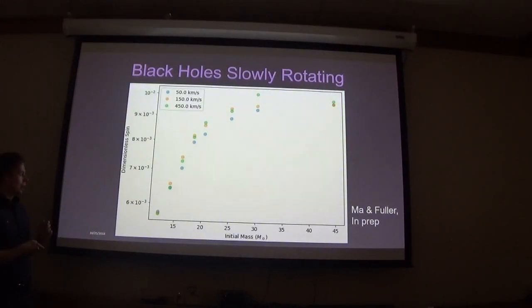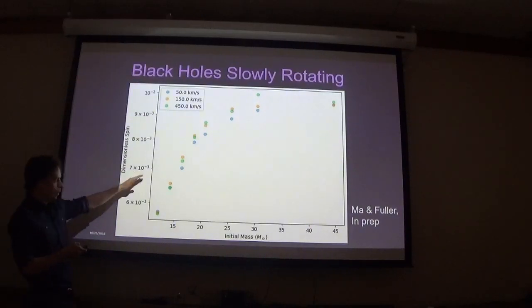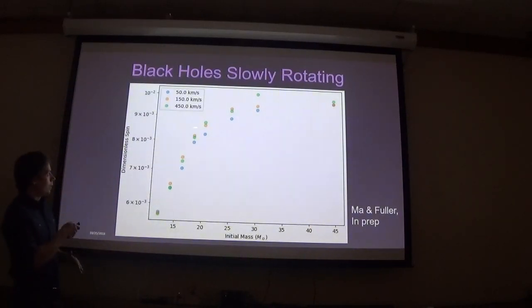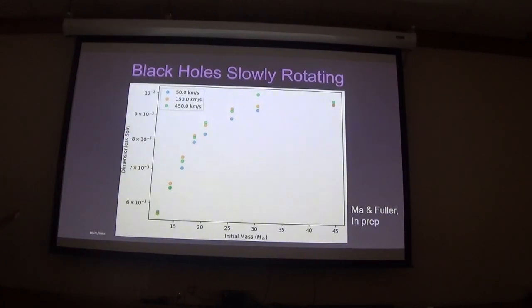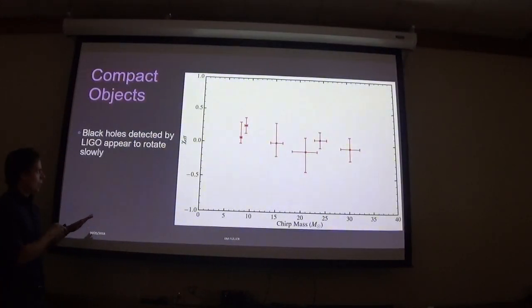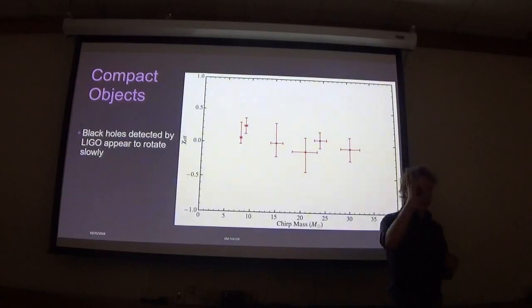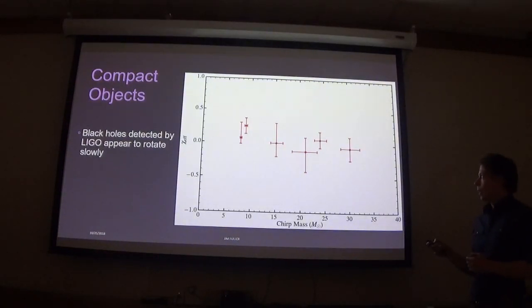So what we did is calculate similar models, assuming all of the angular momentum in the helium core of the star is accreted into the black hole, and typical dimensionless spins for black holes from these models are of order 10 to the minus 2. Very small dimensionless spins predicted by these models. That might be consistent with what we're seeing from LIGO data thus far. So LIGO can measure the effective spins, basically the spin in the direction of the orbital angular momentum. And most of those spins are consistent with zero, which is roughly what we're predicting. So this might be the explanation for why most of the LIGO spins are slow.